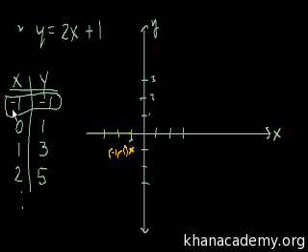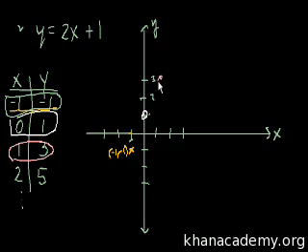Let's do another one. I'll do it in a different color this time. Let's say we had the point 0, comma, 1. Well, x is 0, which is here, and y is 1. So that point is right there. Let's do one more. If we have the point 1, comma, 3, x is 1, and y is 3, so we have the point right there. I hope that's making sense for you.